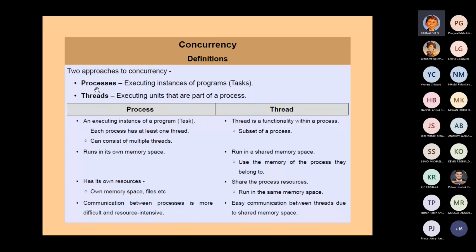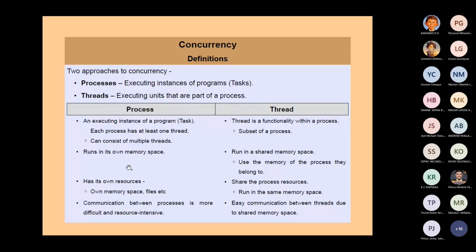And there's two approaches to concurrency. The one is processes, which is an executing instance of a program, or in Windows, it's referred to as a task. And a thread is an executing unit that is part of a process. So a thread is basically a subset of a process. All your threads execute within a process. So that's quite a big distinction between the two.